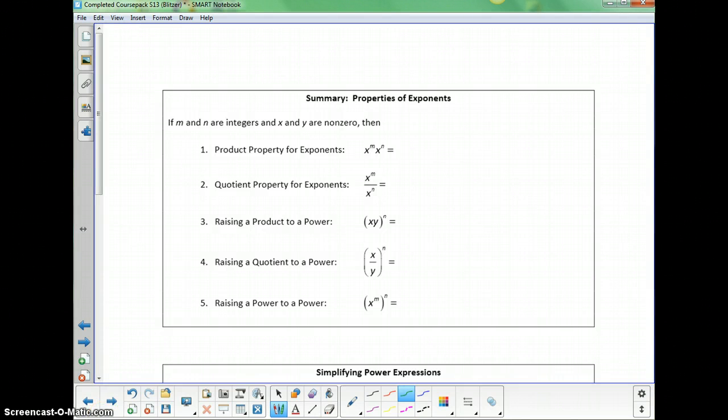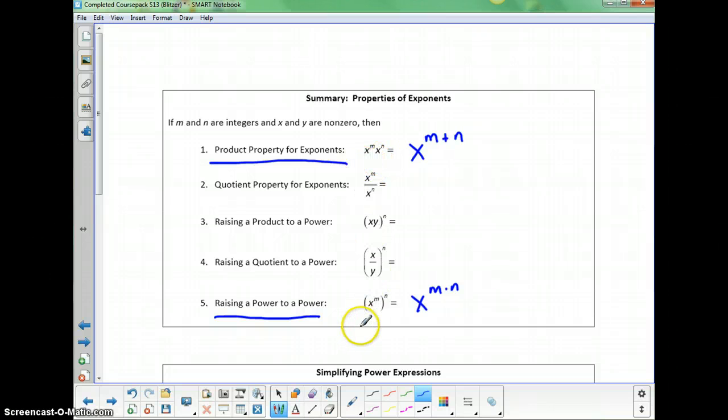Alright, so here we've got a summary of all of the properties of exponents that we've seen in this chapter. The first property is the product property for exponents, and it says that you have x to the m times x to the n, that's x to the m plus n. Not to be confused with this property, which is very similar, x to the m to the n, which is x to the m times n. Notice the difference. In this first one, there are 2 x's with 2 different powers. In the second one, there was a single x with 2 different powers. Okay, so you can see the difference there.